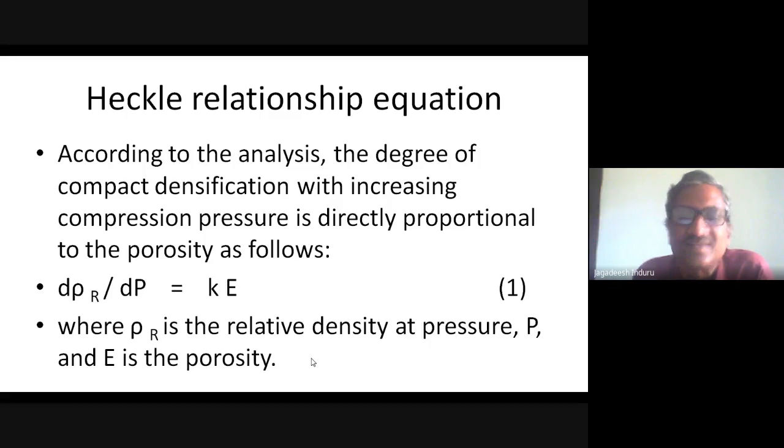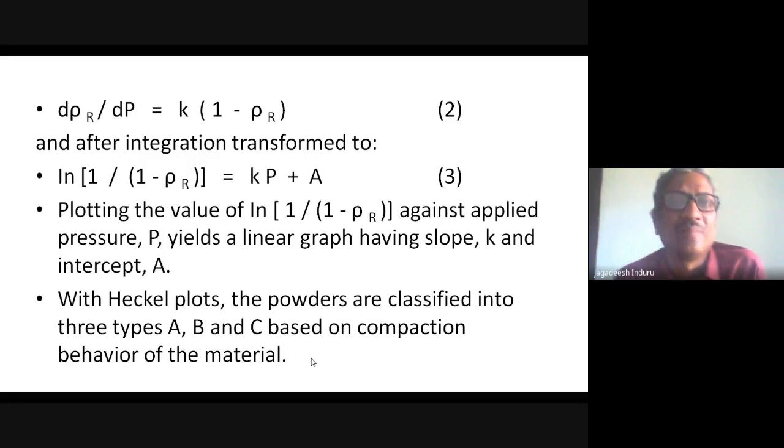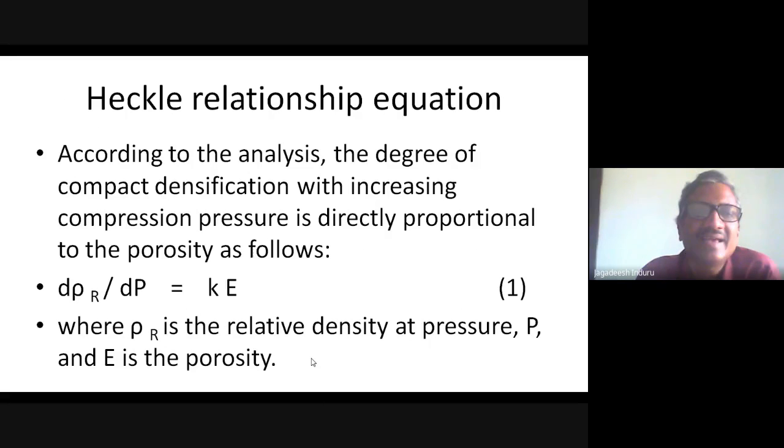This is the first equation we are going to see. The calculation of the porosity by the equation uses our bulk density and true density concepts, and the porosity E is equivalent to 1 minus the relative density. Here he has replaced E with 1 minus rho r, that is the relative density. It gives the second equation of Heckel. In the second equation, you replace the E in K into E with 1 minus rho r.